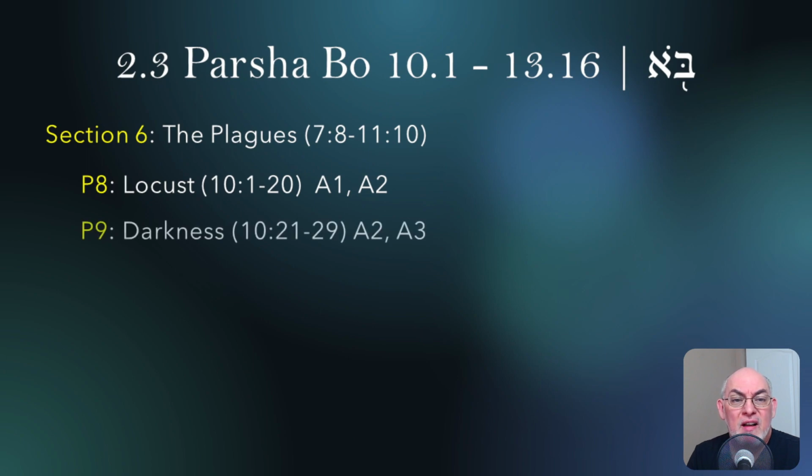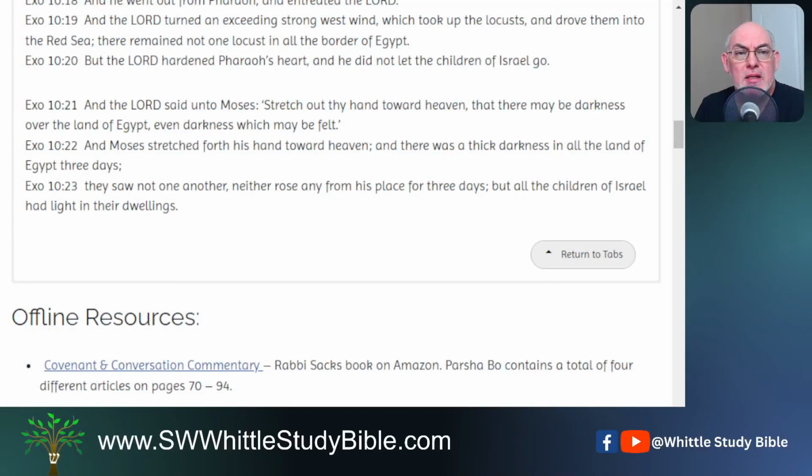The next paragraph, paragraph 9, deals with the plague of darkness. As we can see, that's chapter 10, verse 21 through 29. And again, we see it jumps from Aliyah 2 to Aliyah 3. Let's look at that text.